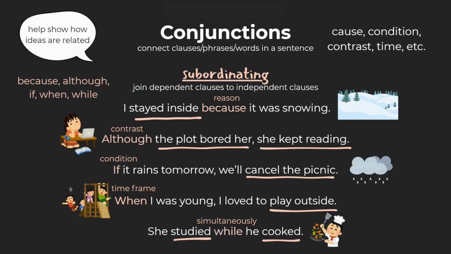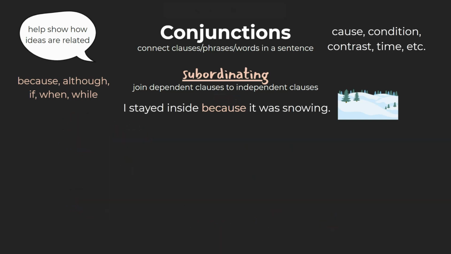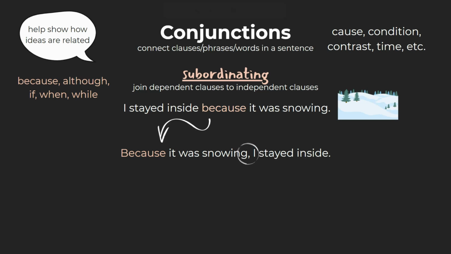When a subordinating conjunction is used, the order of the clauses can be swapped and the meaning of the sentence remains the same. For example, we could say, I stayed inside because it was snowing, or because it was snowing, I stayed inside. Note that when the subordinating conjunction begins the sentence, we separate the two clauses with a comma. When it's in the middle of the sentence, no comma is used.